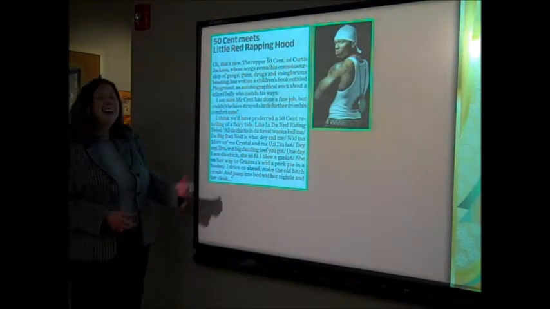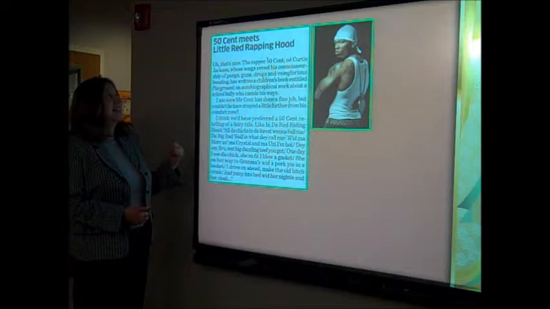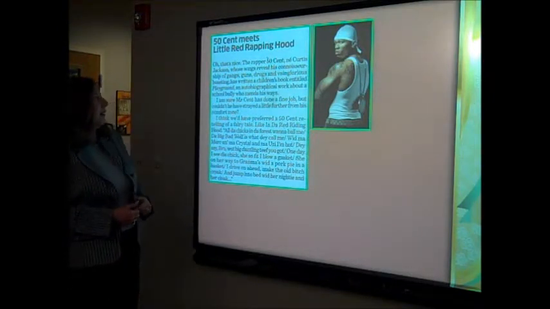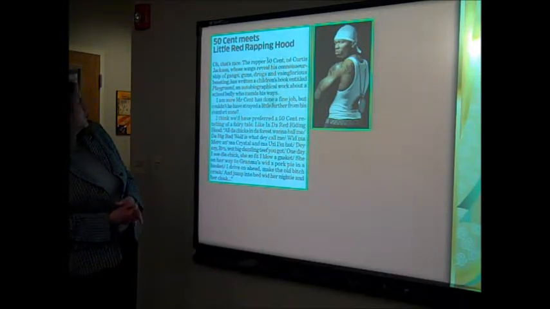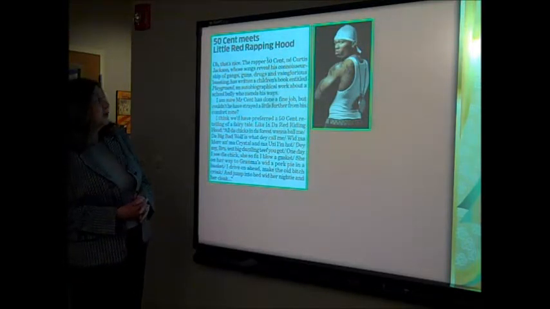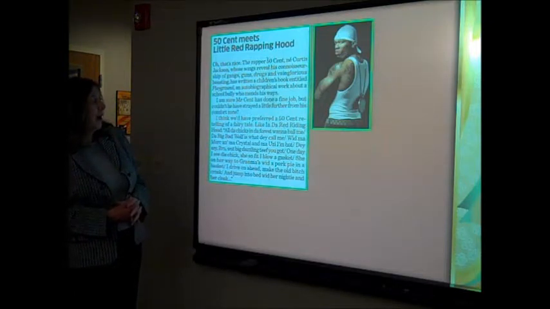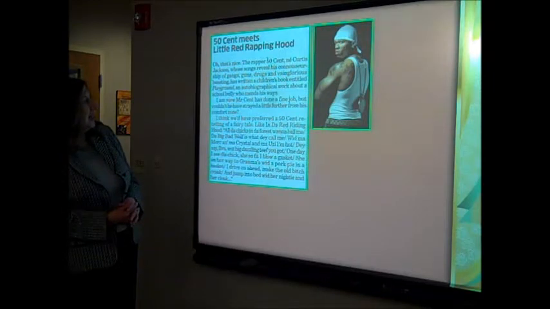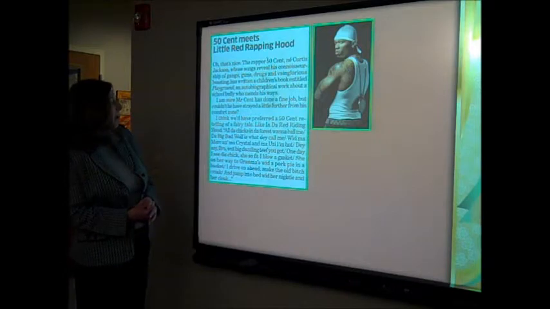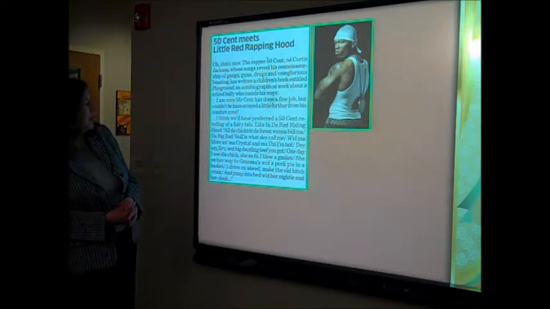Okay. And even 50 Cent gets into rapping Little Red Riding Hood, right? The rapper 50 Cent, whose songs reveal his connoisseurship of gangs, guns, drugs, and vainglorious boasting, has written a children's book entitled Playground, an autobiographical work about a school bully who mends his ways. I'm sure Mr. Cent has done a fine job, but couldn't he have strayed a little further from his comfort zone? I think we'd have preferred a 50 Cent retelling of a fairy tale.